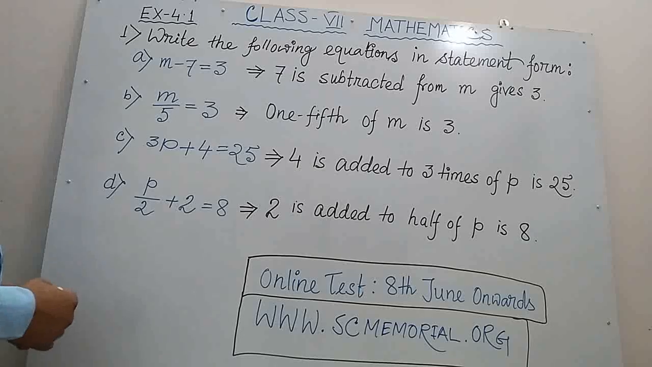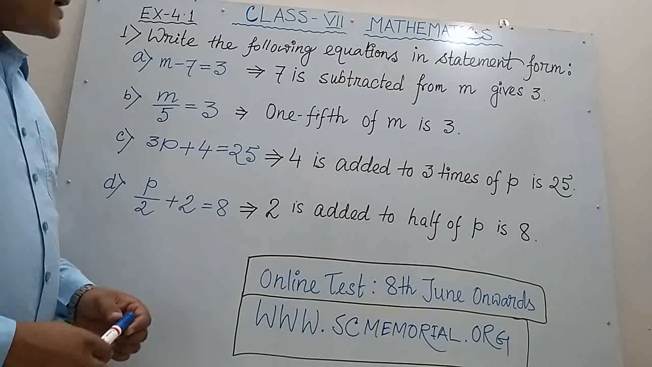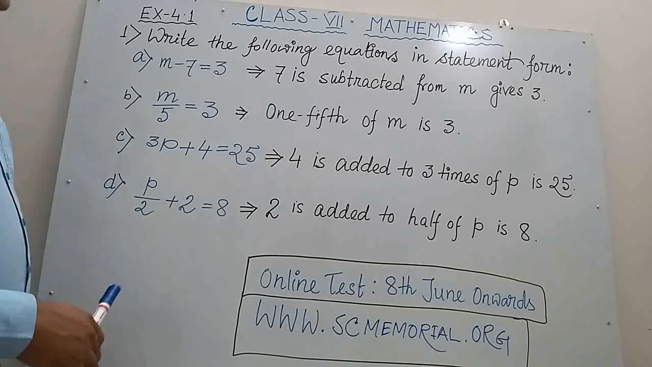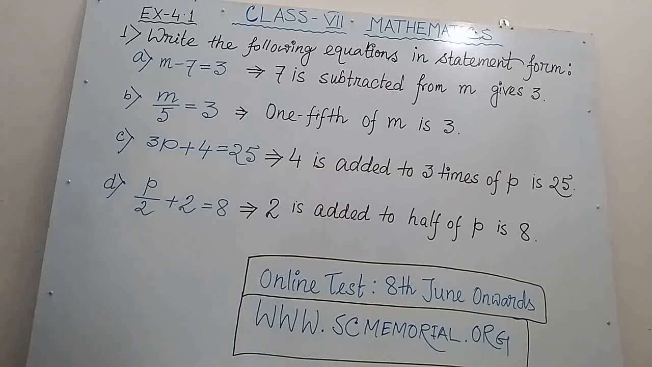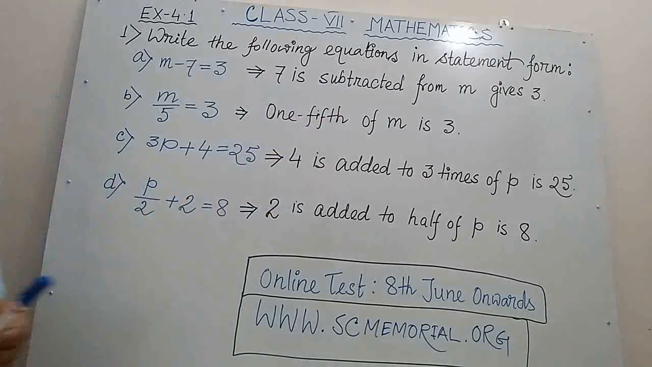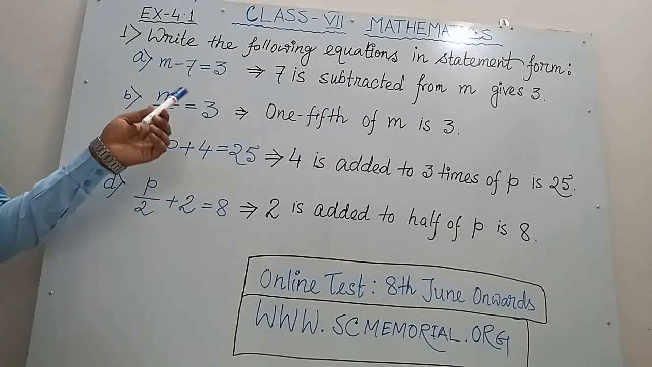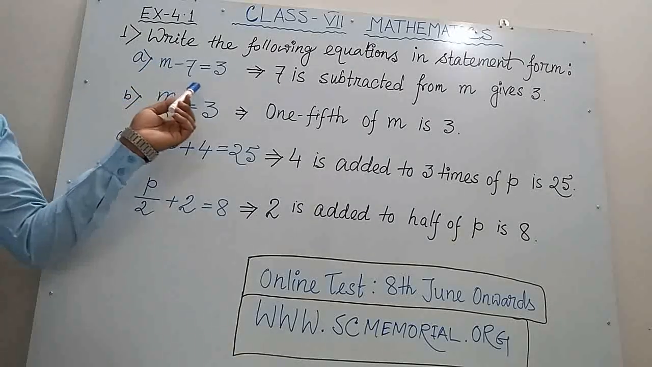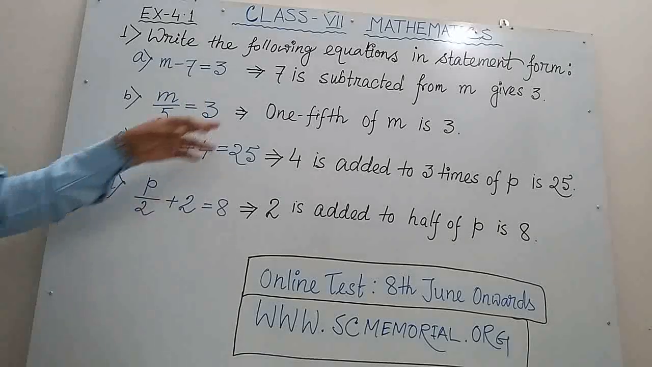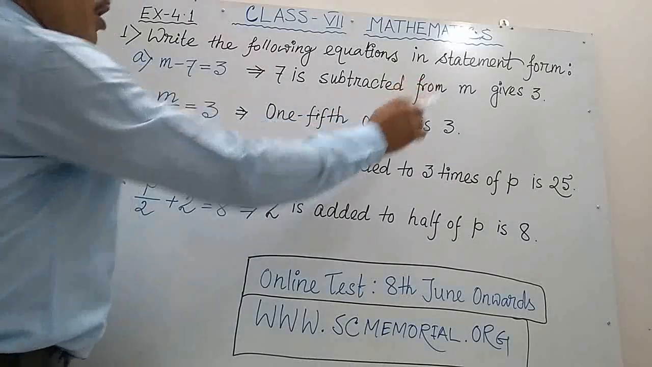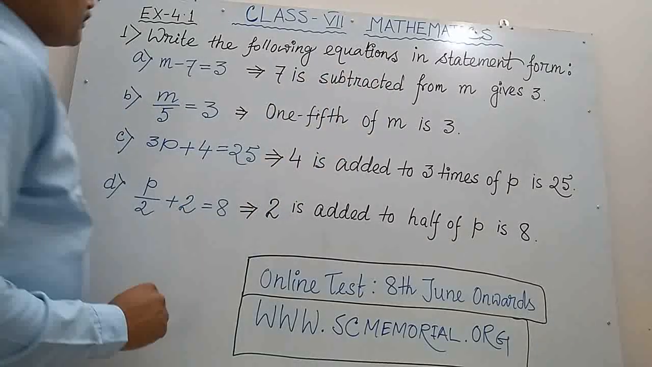Now next, today we are going to solve some problems related to exercise 4.1. Number 1, write the following equations in statement form. That is, here the equation is given, we have to write it in statement form. So we have done some problems. Number A, the equation is n minus 7 equals 3. So its statement form: 7 is subtracted from n gives 3.